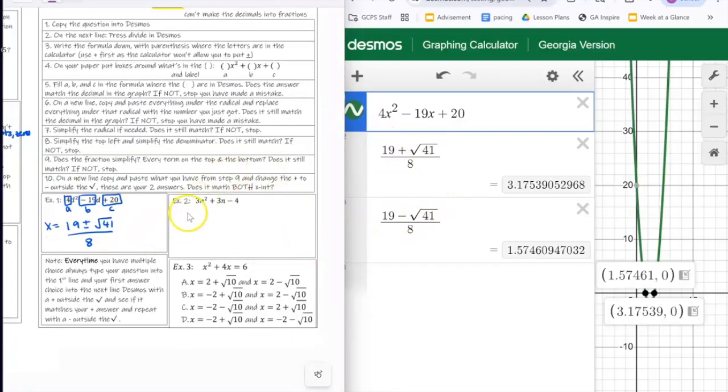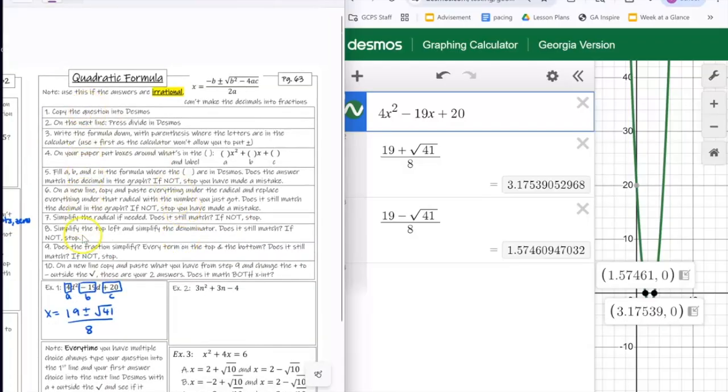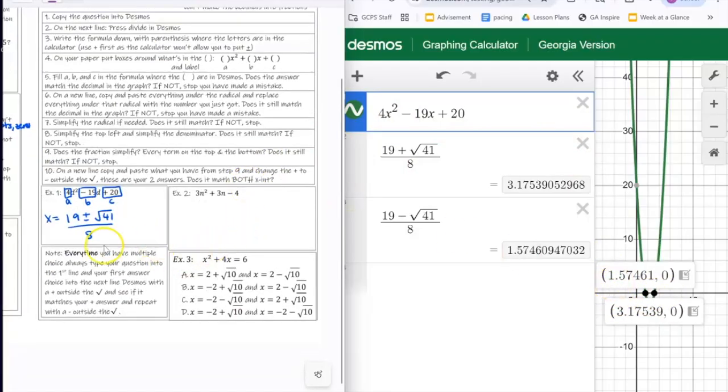All right, so go ahead and give this one a shot. Again, you're just walking through these steps. Keep checking to make sure that it still matches, and I'm here to help you as soon as it doesn't match. All right, now, every time you have a multiple choice, always type the question into your first line and your answer choice into the next line with an A outside.